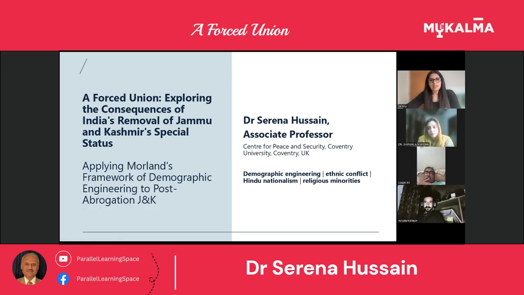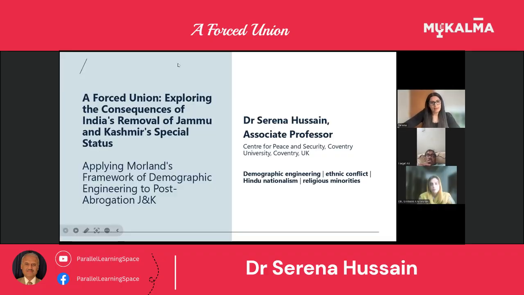So I'm talking about a study titled A Forced Union, exploring the consequences of India's removal of Jammu and Kashmir's special status. And it explores the profound impacts of India's actions within Jammu and Kashmir, which I'll simply refer to as J&K. And I do this through the lens of a qualitative study that incorporated civilian accounts and legal amendments made immediately after the removal of J&K's special autonomous status. So some of those key concepts that I'll be talking about are demographic engineering, ethnic conflict, Hindu nationalism, and the plight of religious minorities. And if you can go to the second slide, please.